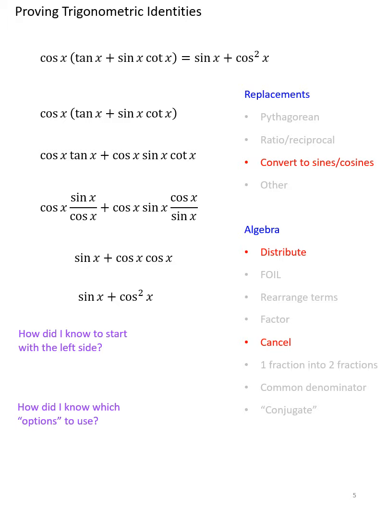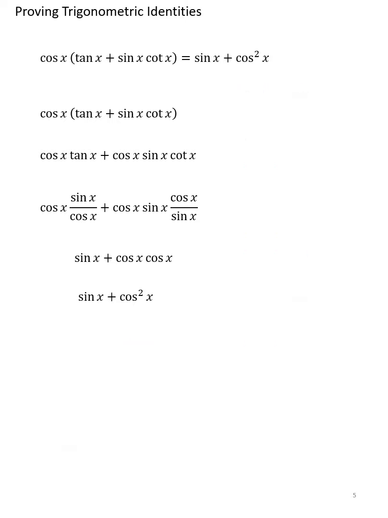The answer to the first question, how did I know which side to start? Trial and error. And how do I know which options to use? Trial and error. In fact, the thing you're looking at now, this formal trigonometric proof, is the final product of many failures.